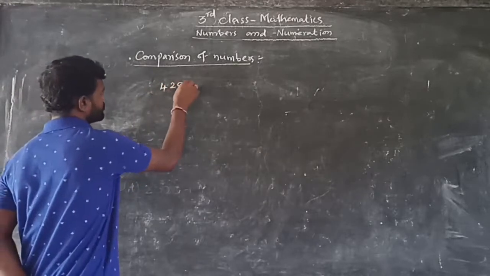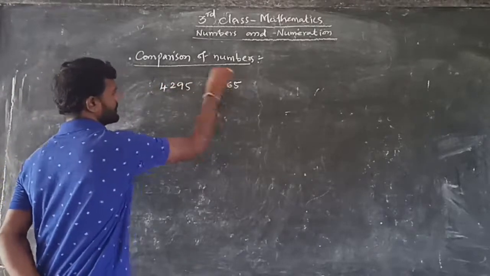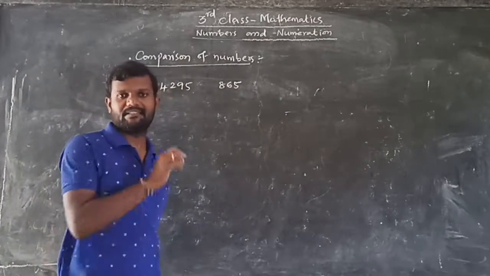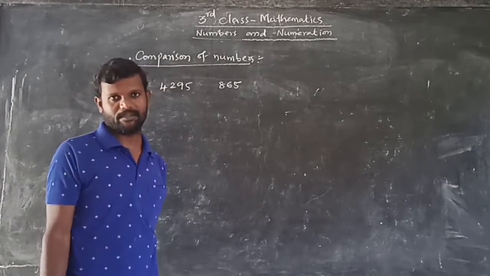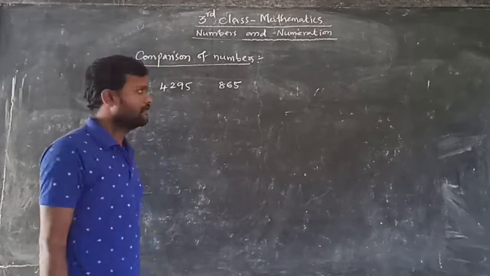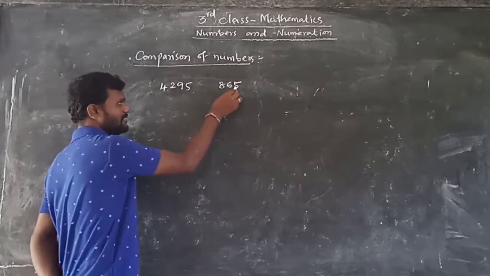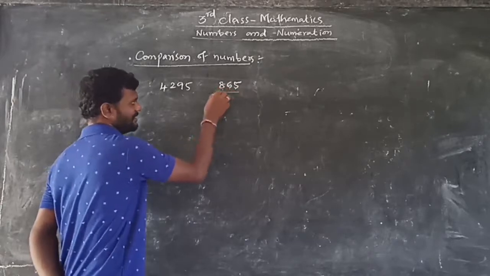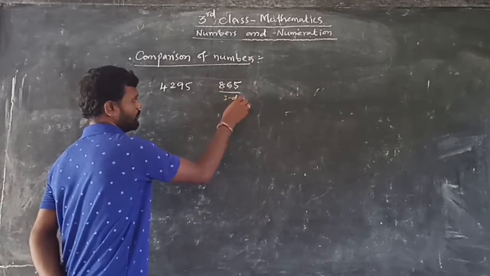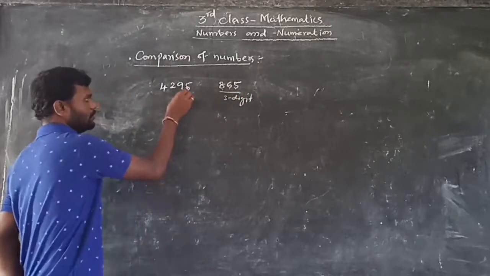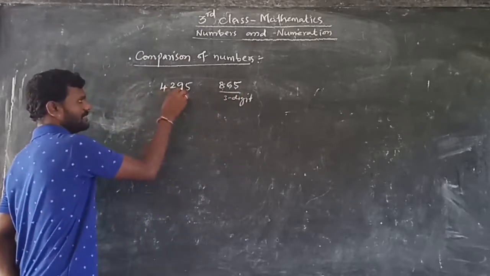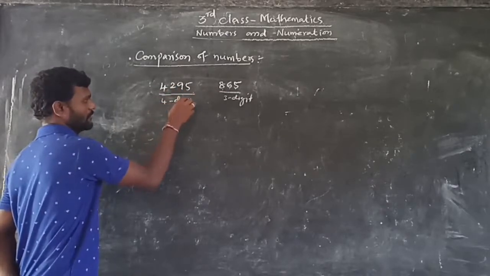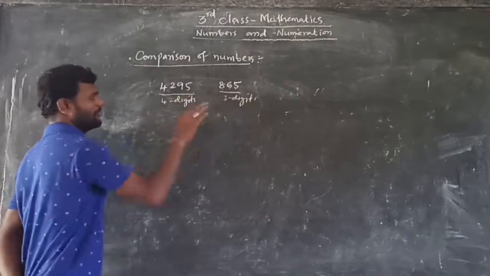So, for example, compare 4,295 and 865. Which is the largest number here and which is the smallest? That is what we have to identify. How can we identify? Here, this number has how many digits? 1, 2, 3. Ones, tens, hundreds. So there are 3 digits. And the next: 1, 2, 3, 4. Ones, tens, hundreds, thousands. So there are 4 digits. Okay, a 3-digit number and a 4-digit number.